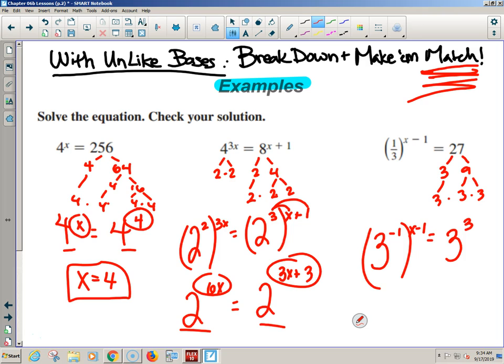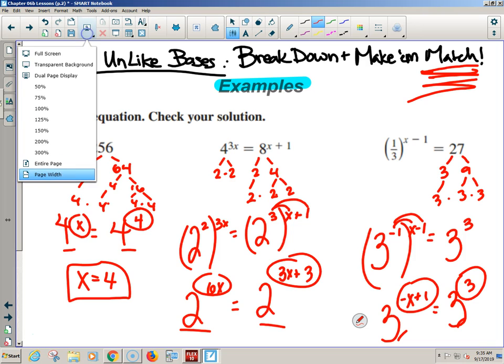How do I rewrite it? 3 to the power of -x, good. Plus 1. Plus 1 or minus 1? Plus 1, because we have to distribute. Yeah? What can I do as soon as my bases match? Ignore them. Whew. We got there. Took a little bit of time, but we got there.